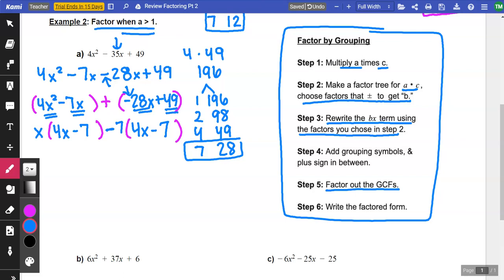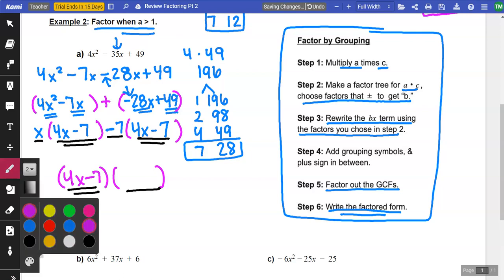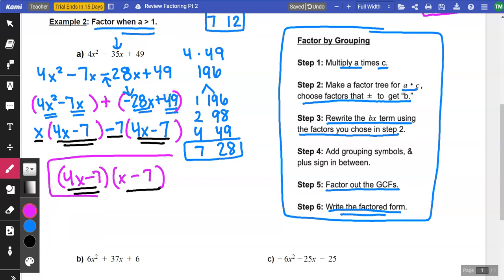All right. Now step 6, we can go ahead and write our factored form. And we know we're ready for step 6 because if you look at these two sets of parentheses, 4x minus 7 and 4x minus 7, they match. That tells me that I am ready to write my factors. What's in the parentheses that matches goes in the first factor. So 4x minus 7 is our first factor. And then what was left goes in the second factor, the x and the negative 7. And again, we can always check our answer by multiplying it out, making sure we got the right answer.